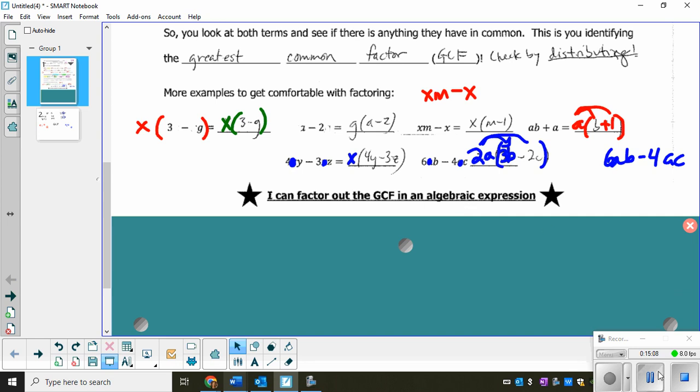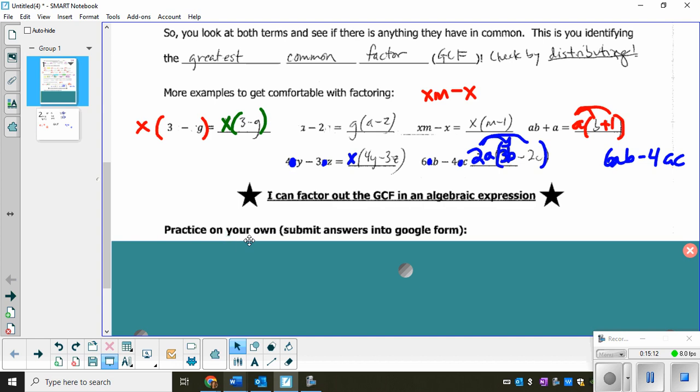That's the goal here. So what you're going to do now is practice on your own with the rest of the page. You're just going to practice factoring a little bit more on your own. You're going to put the answers into the Google form, and then you're going to be ready for the next page in our packet, page 6.